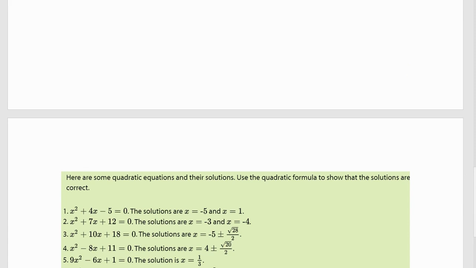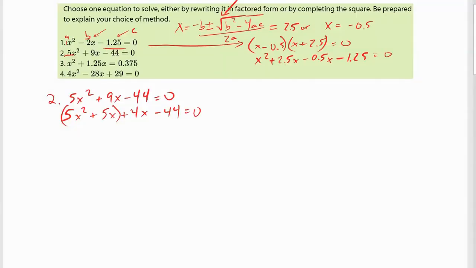Scroll up. There we go. So you can take out the 5x, and you get x plus 1 there. Sweet. What does the second group have in common? 4, right? Let's take out a negative 4. And if we do that, we get x plus 11.